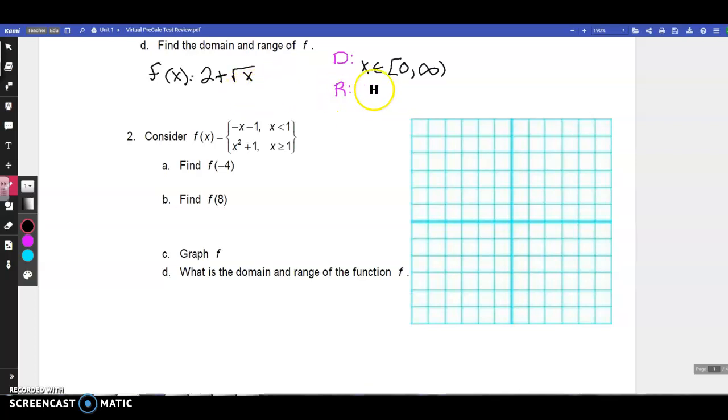So what is the smallest value in my range? The smallest value should be when I plug in 0. The square root of 0 is 0, and 2 plus 0 is 2, which means the smallest value for my range is 2. So my range starts with 2 included, so I use a bracket, and since the square root of x just keeps getting bigger and bigger, my range just keeps getting bigger and bigger. That's the thought process there.